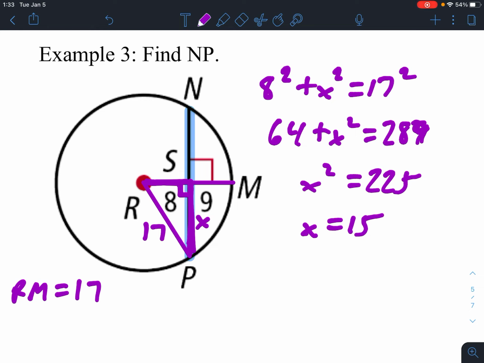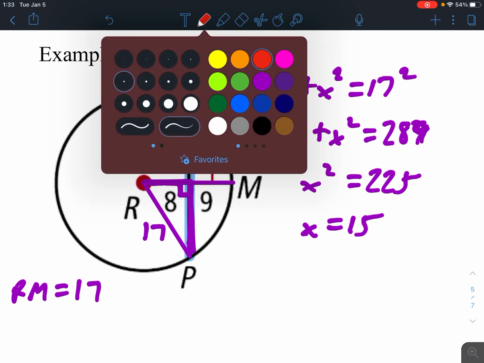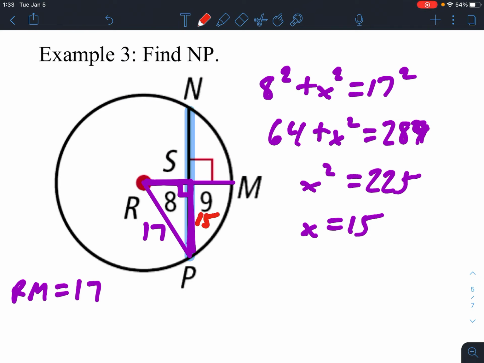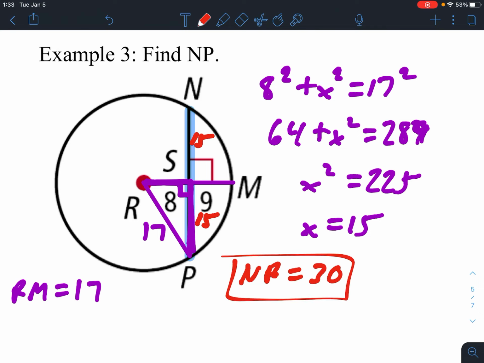Okay. Now we can use that theorem that we just said. It said if the radius is perpendicular to the chord, it bisects the chord. So what does that tell us? That tells us that if this is 15, this is 15. So therefore NP must be 15 plus 15, or 30.